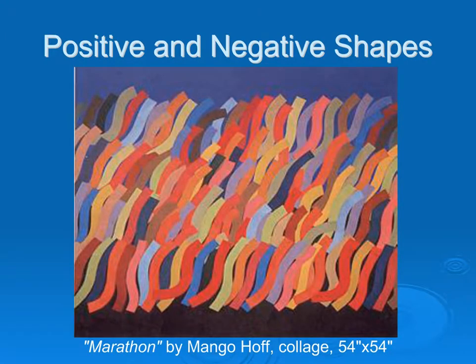This painting is called Marathon by Mango Hoff. I want you to notice the flat people at the start of the marathon race. Can you identify if they're geometric or organic? Where are the negative shapes? And would it all look the same if the negative space was all white?